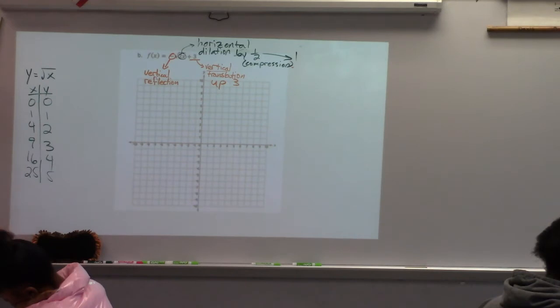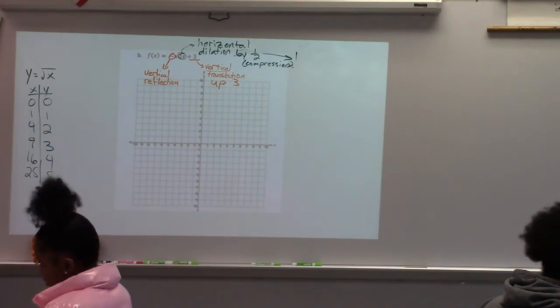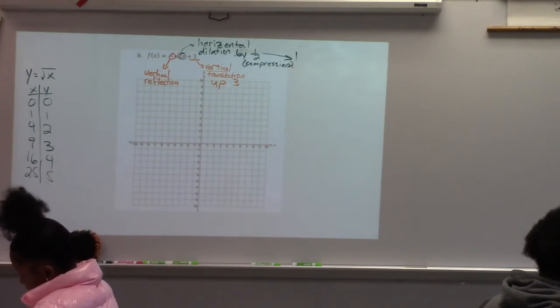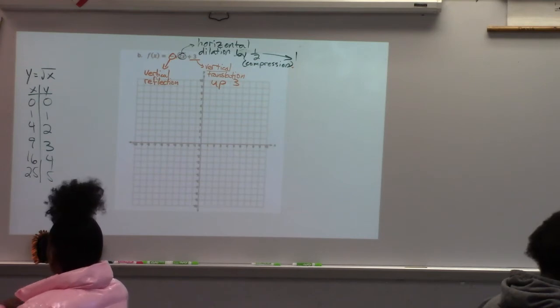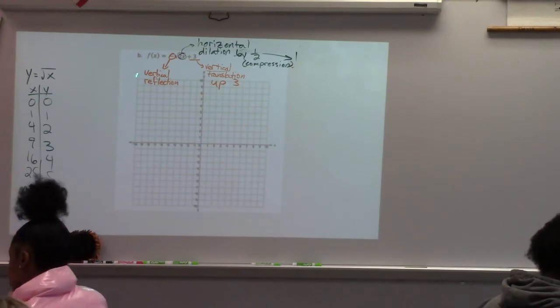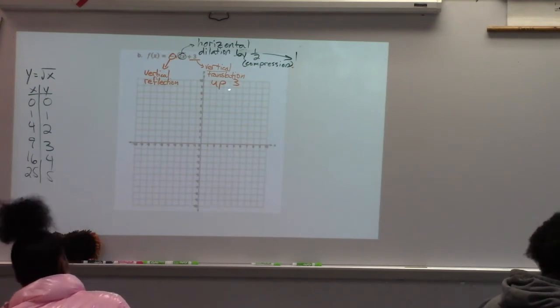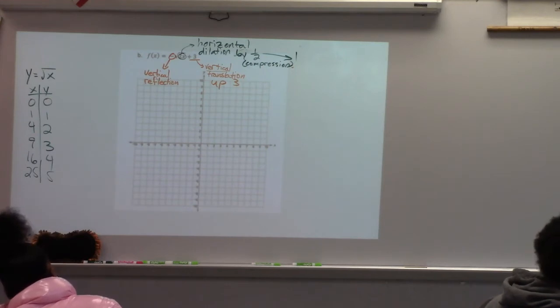So for this one, we'll just be multiplying the x's and our y's are going to stay the same? I would agree that we are multiplying the x's by 1/2. Is nothing happening to my y's though? It is, because remember we got a vertical reflection, and then it's being vertically translated, so we add 3. First you're going to reflect, and then add.